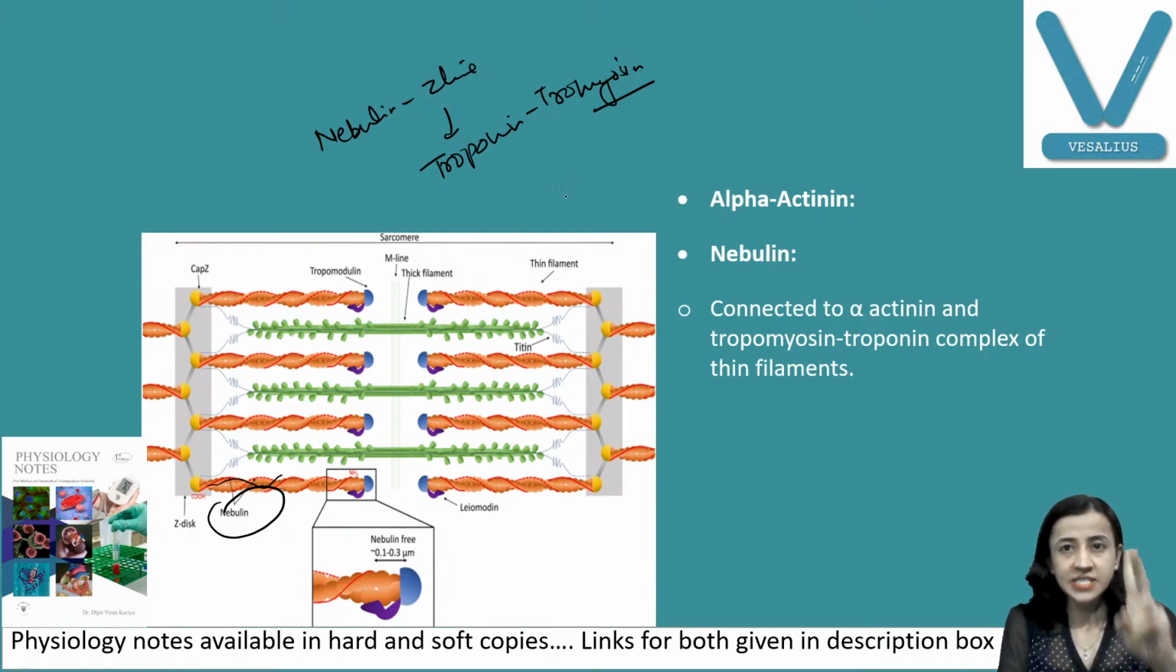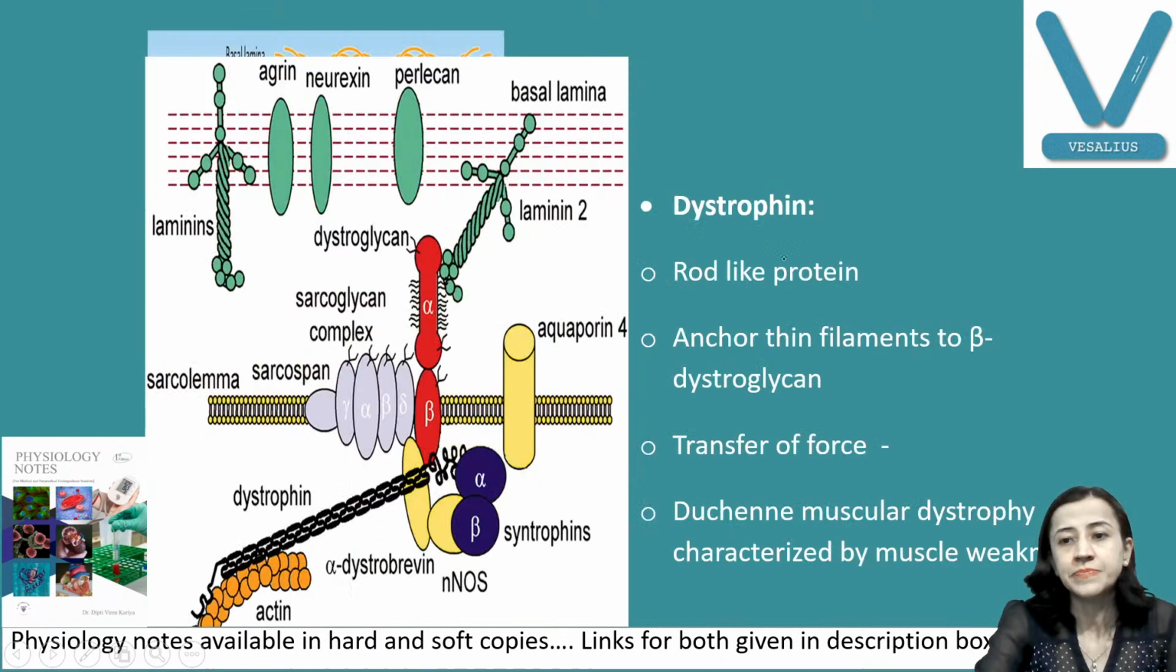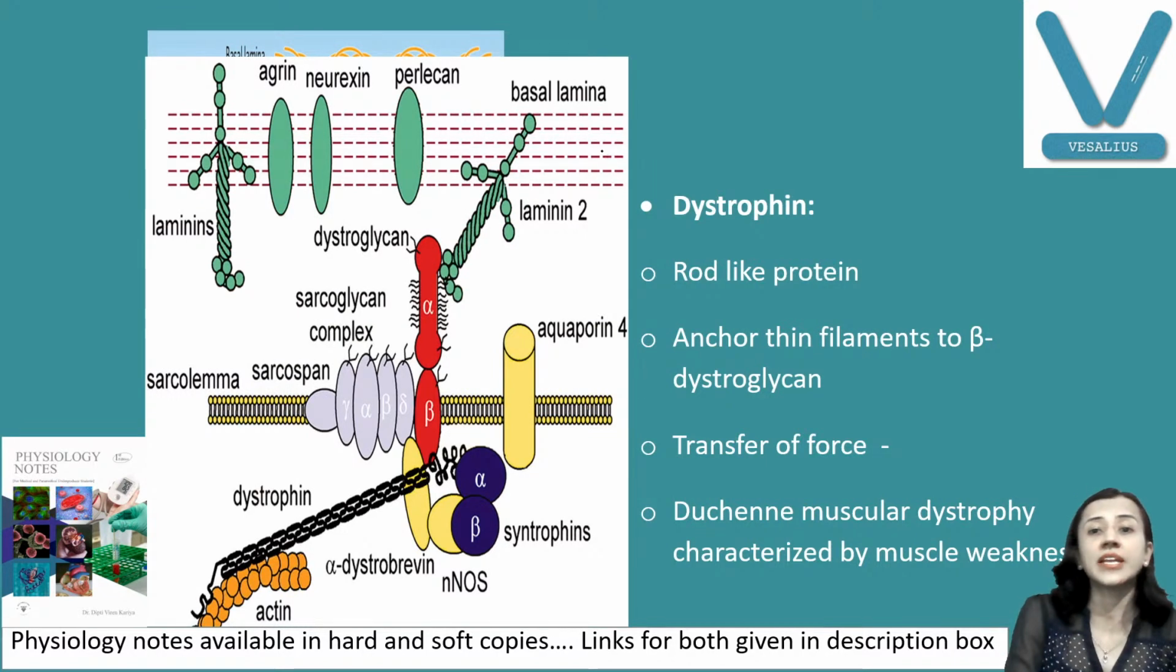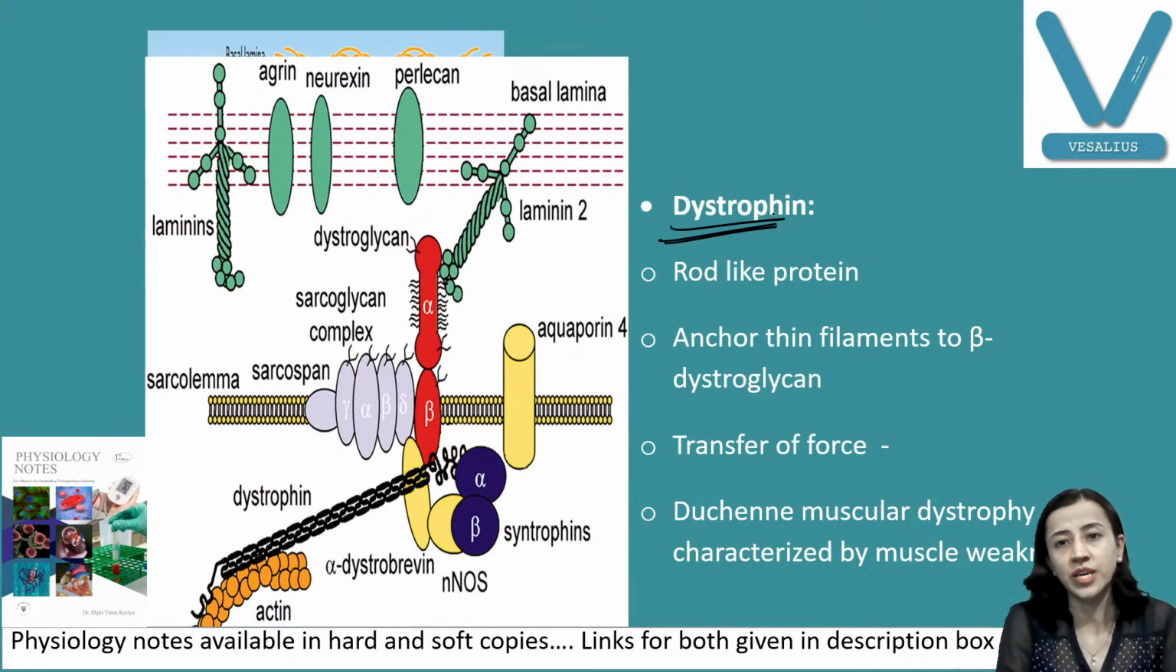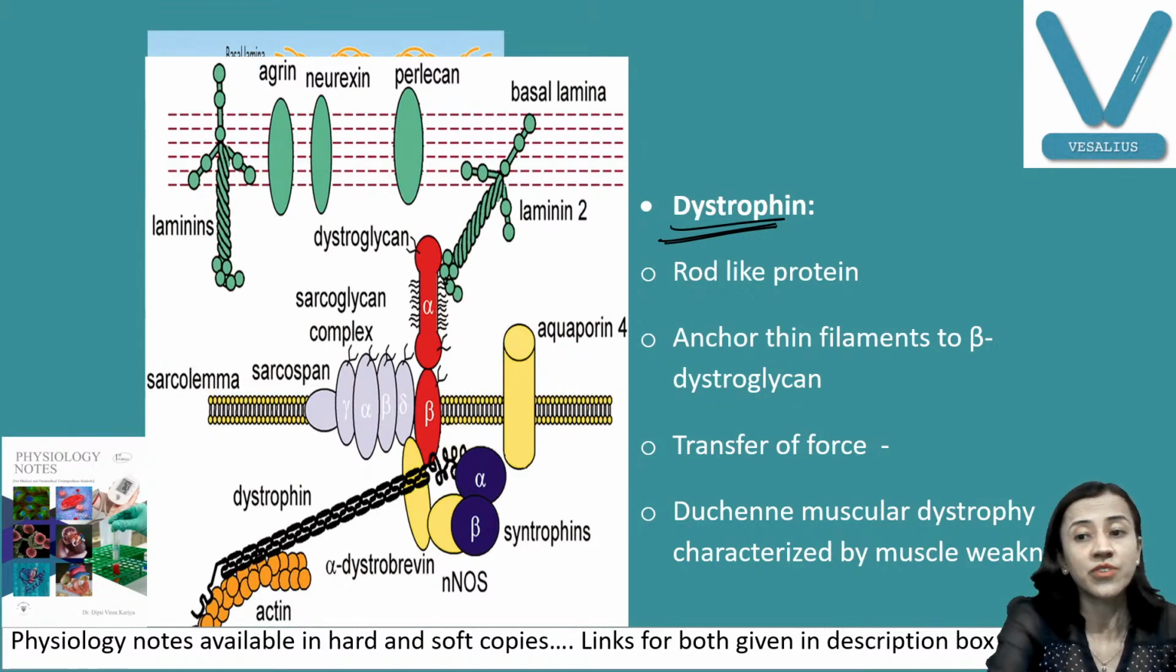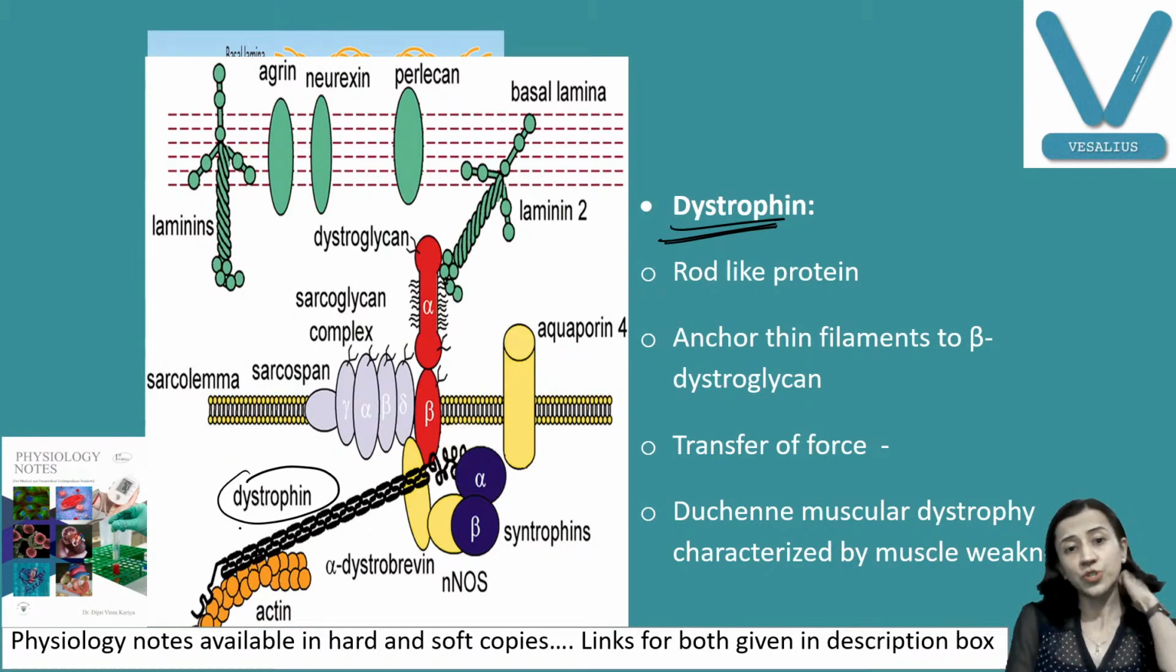One, that is titin, second, that is alpha actinin, third is nebulin. Fine. Next is dystrophin, one of the very important anchoring proteins. Okay, this dystrophin I'll show you, and the disease because of deficiency of dystrophin, that is also very important, Duchenne dystrophy. Okay, you can see here, this is dystrophin, this one. So dystrophin is connected to the thin filament on one side, and on the other side it is connected to this beta dystroglycan, this one.